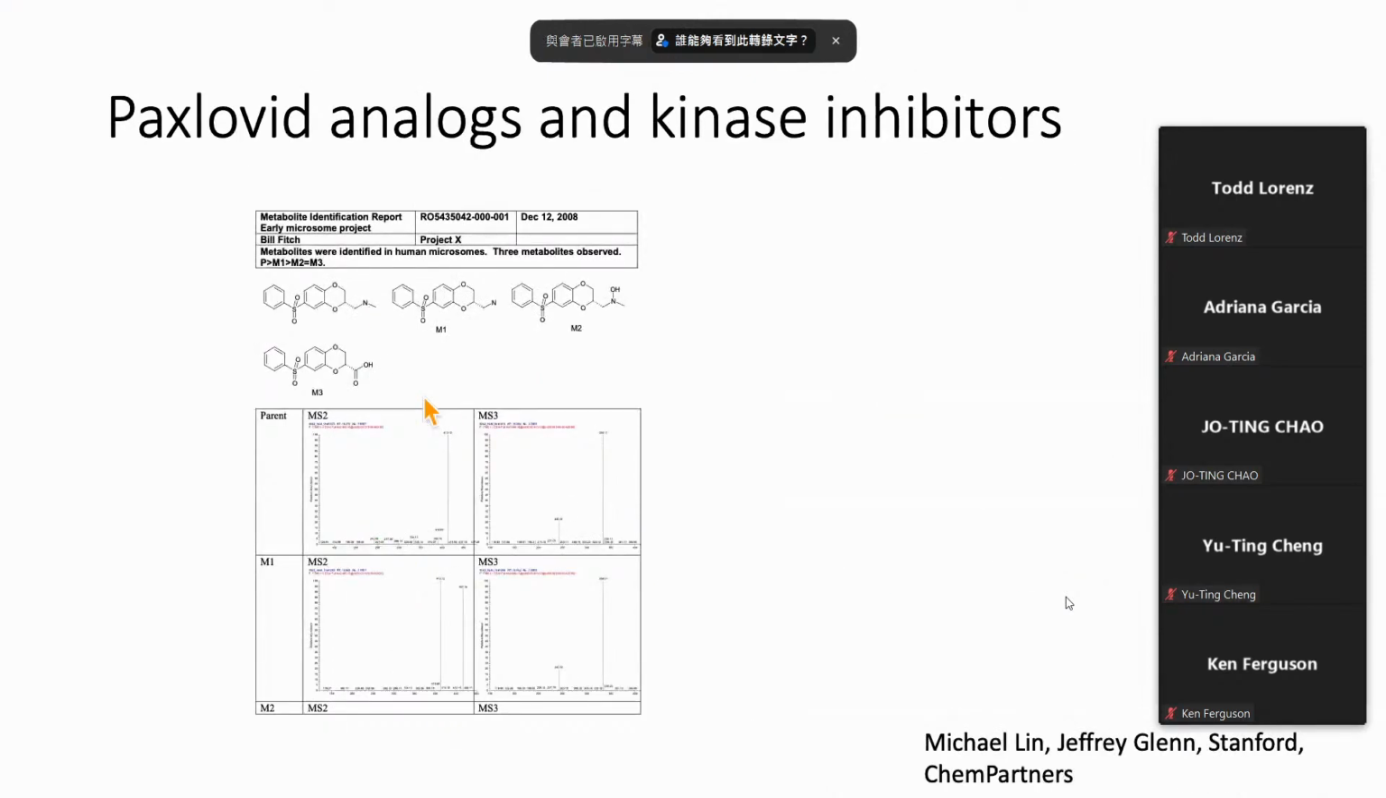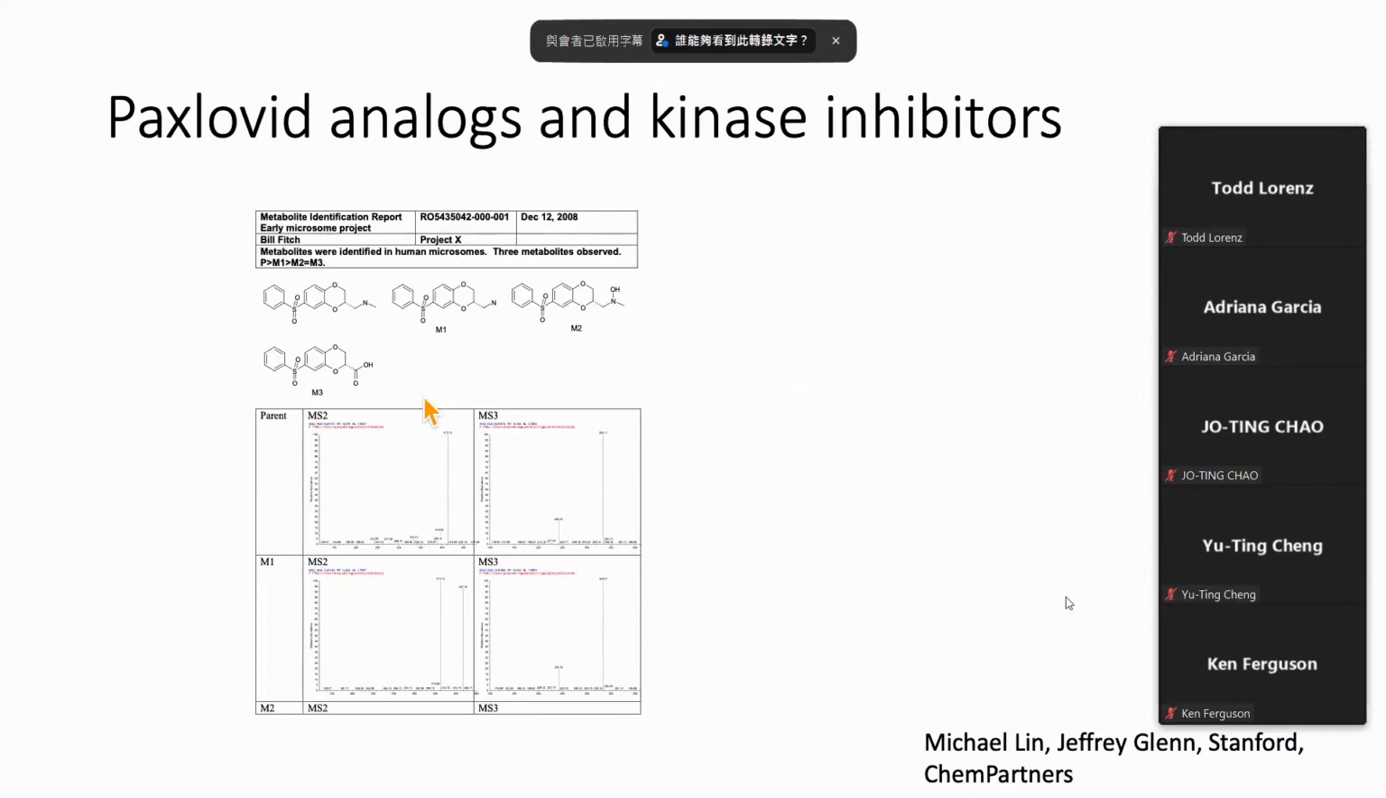So I'm doing this currently for a couple programs at Stanford. One of the scientists in the engineering department is working on Paxlovid analogs. And in the Jeffrey Glenn group, we're working on a variety of different kinase inhibitors. And they didn't want me to show the structures on those projects. They're all in active lead optimization right now.